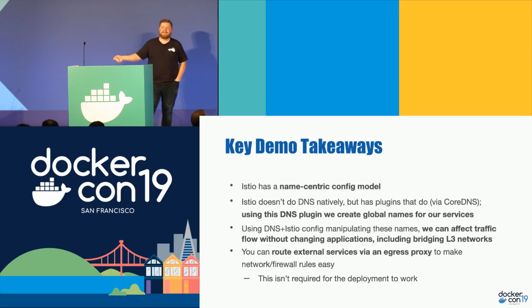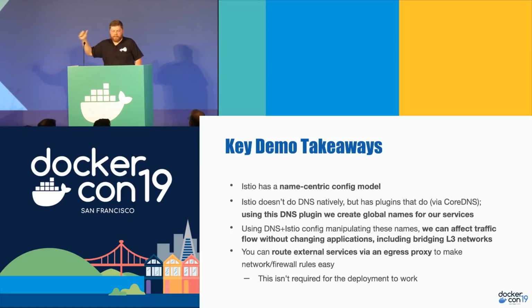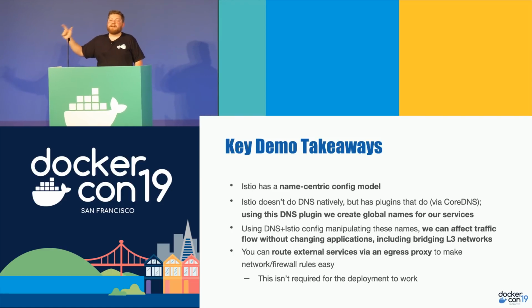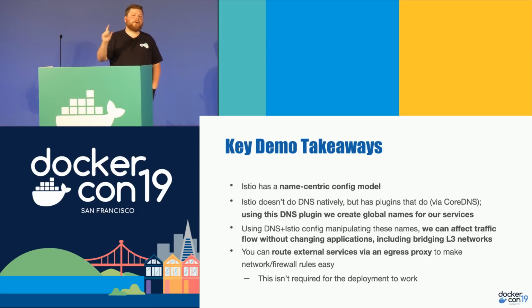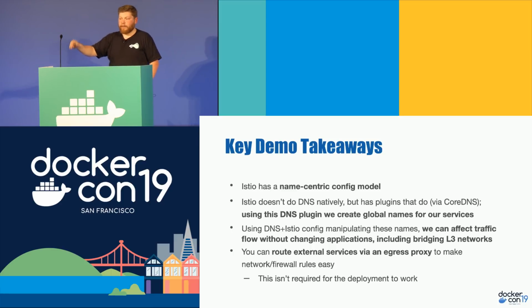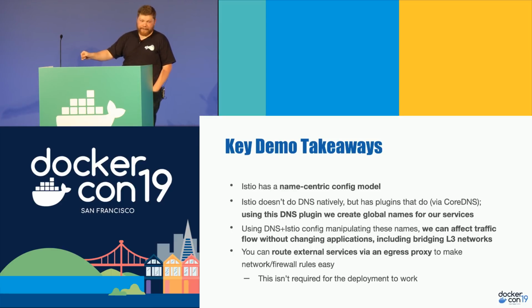Here are the key things that I want you to take away from this particular demo. Name-centric configuration model. Using DNS, we can create global names. If we're going to route across clusters, we need global names. If you're doing Kubernetes or you're migrating to Kubernetes, one of the single best things that you can do now to prepare yourself for later is to establish a global naming scheme and start to use it consistently.